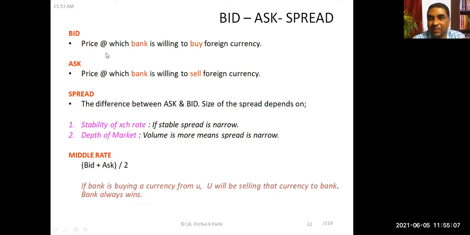Buying rate means the price at which the bank will buy the foreign currency. Not that you are buying. But as you already know, in every international transaction, if you are buying something, you are definitely selling something. Suppose you are buying dollars for rupees. Then what are you selling? Rupees. You are selling rupees and buying dollars.